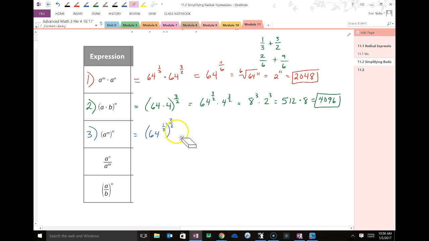Okay, so how do we go about simplifying this one? Multiply the exponents. Good, multiply the exponent. So what is 1/3 times 3 halves? 3/6, which reduces to 1/2, nice. And the square root of 64 makes 8, nice.